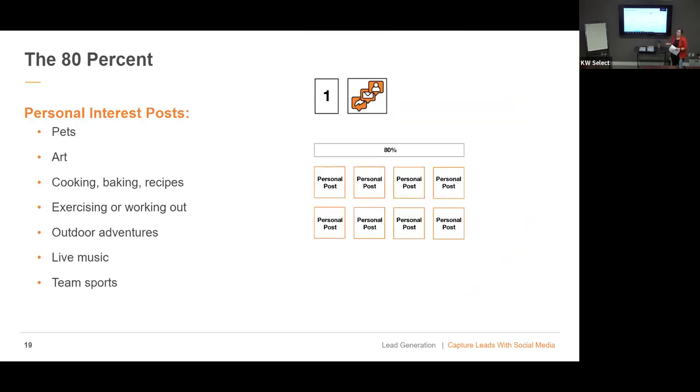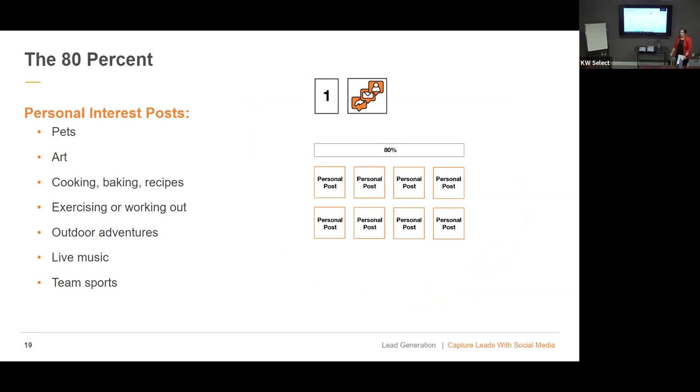So we're looking at the 80%, thinking, how am I going to fill 4 out of my 5 posts with stuff about me instead of real estate? These are some different topics that you may post about. Things like your pets, art, recipes, cooking, exercising, outdoor adventures, music, sports, really anything that you're interested in.